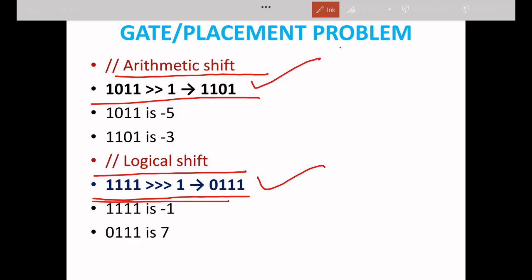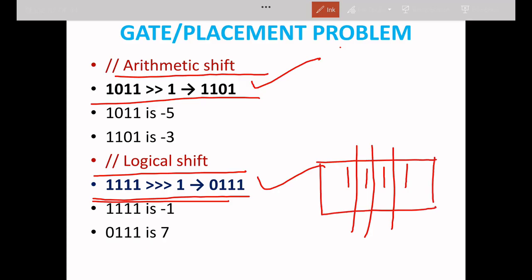Okay. You have 1 1 1 1. What you will write? You will write like this. Then after that, what am I doing? In place of this, you will write 0. And after that you have to shift 1. So this one will come here, this one will come here, and this one will come here. Done. This is your final answer. That is the meaning of logical shift.